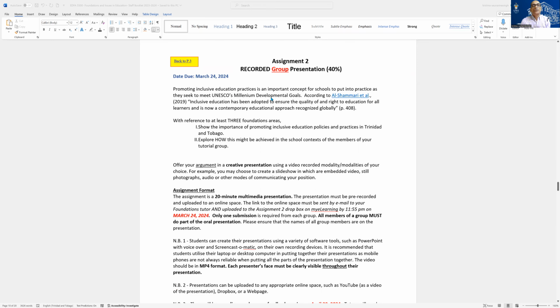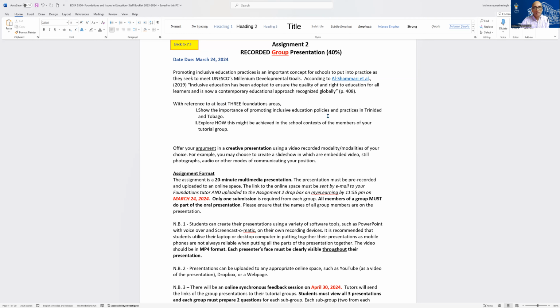So you're taking at least 3 foundation areas. You must use foundation disciplines: language, sociology, philosophy, HFLE, and psychology. You're choosing at least 3 of those. Suppose you choose sociology, language, and philosophy, then what you have to do is use the concepts, theories, and ideas from those chosen foundation areas, and you are then going to tell your audience about the importance of promoting inclusive education policies and practices in Trinidad and Tobago.